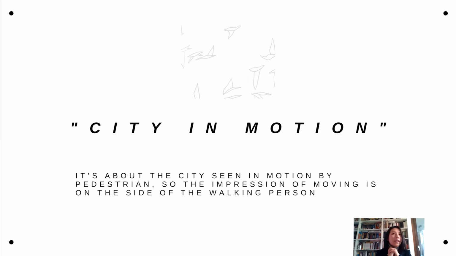By saying city in motion, I do not mean cars or moving objects of architecture, nor do I refer to the movement of the earth around the sun or the rotation of the earth. It is about the city seen in motion by a pedestrian. So the impression of moving is on the side of the walking person. And this is a city which has apparent motion. So the motion is seemingly, likely, apparently there. And that's why city in motion can be both movable and still.